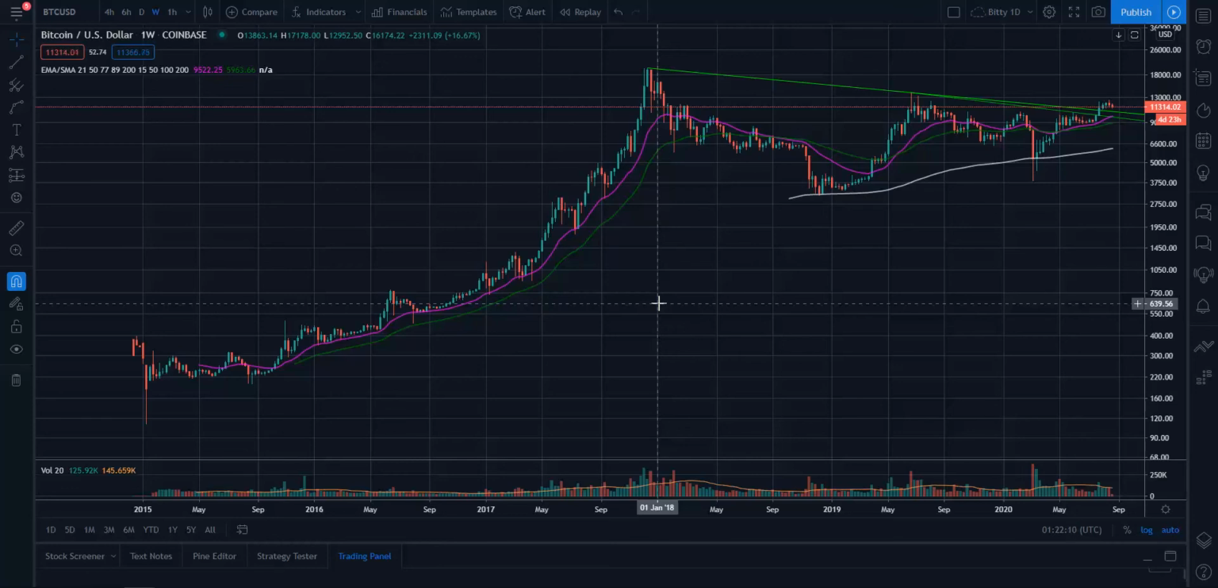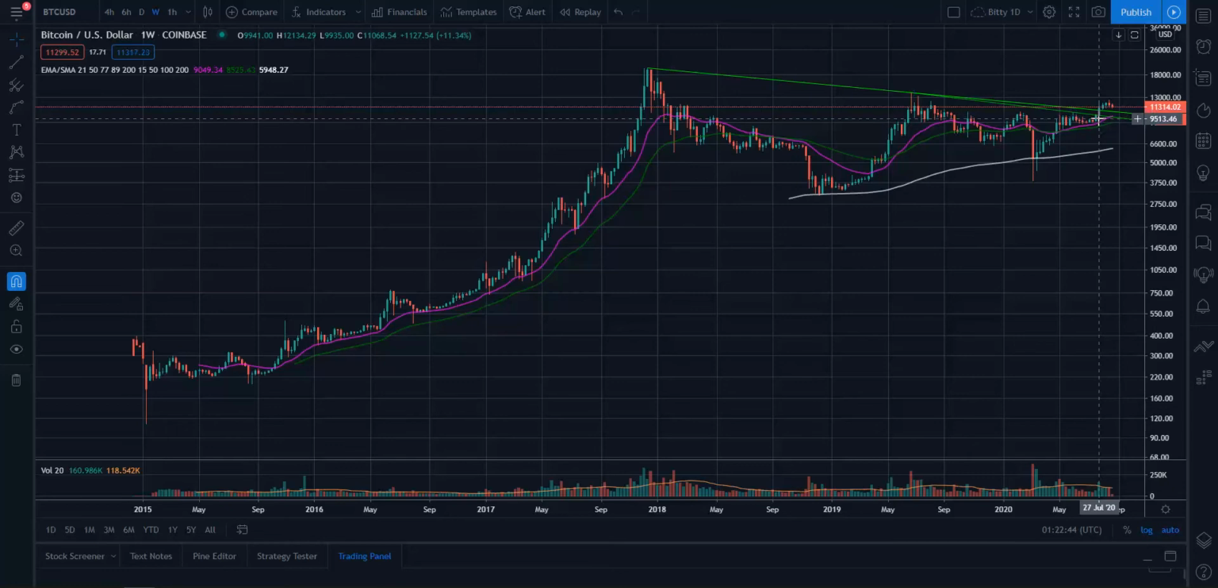So this weekly chart has Bitcoin going all the way back to 2015 up to this peak in December 2017, and that's where I'm drawing my first trend line. And this trend line is from this peak intersecting with this peak in June of 2019 when we came all the way back up to around, I think it was 14,000, and where that trend line was breached back in late July of this year.